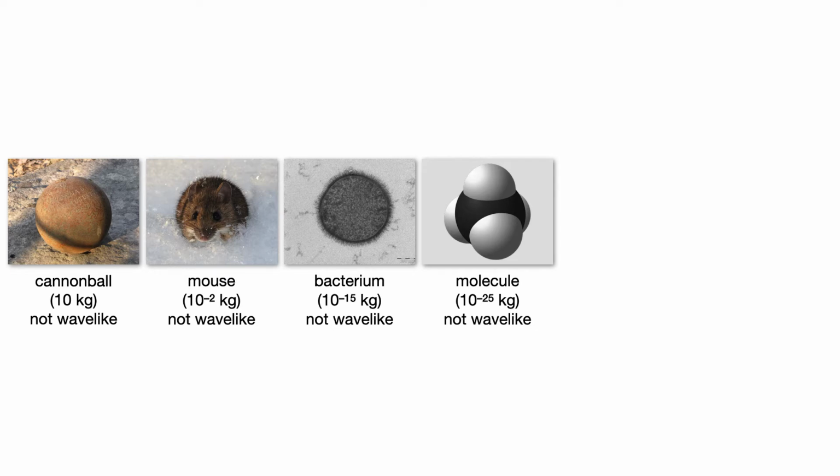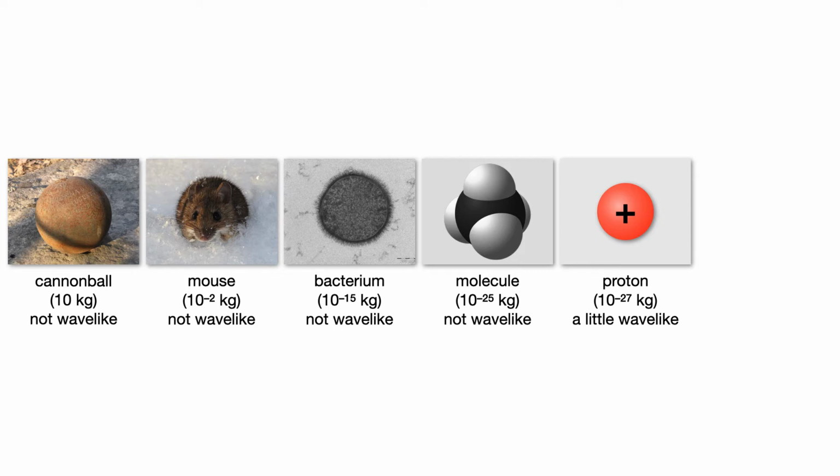It's only when you get down to subatomic particles, like a proton, that things begin to get small enough and light enough that its wave behavior begins to become noticeable. And it's really only when you get down to electrons, which are 1,000 times lighter than protons, that you really start to notice the wave behavior. So electrons have much more noticeable wave behavior than protons.